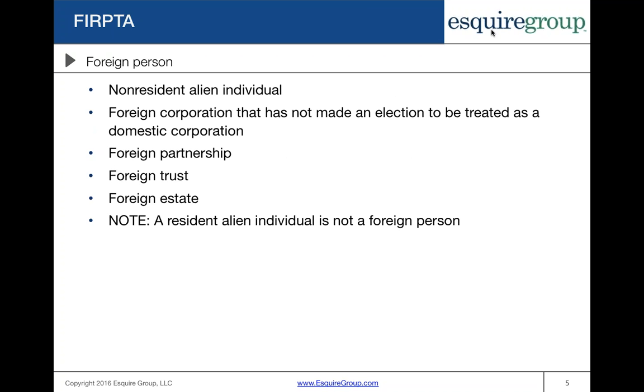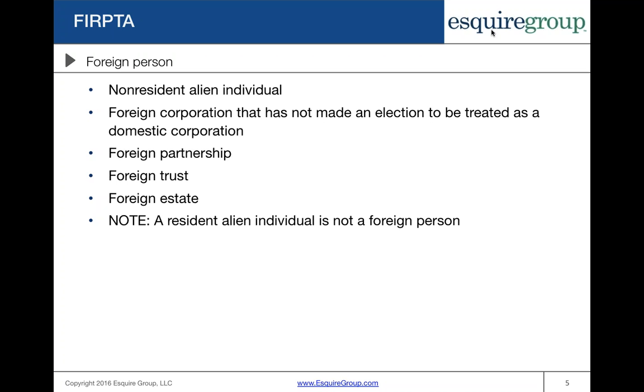So the first question is, who does FIRPTA apply to? So FIRPTA applies to foreign persons disposing of a U.S. real property interest. So first, let's define who a foreign person is. So a foreign person is first and foremost a non-resident alien individual. So a non-resident alien individual is somebody who is not a United States citizen, somebody who does not have a green card, and somebody who is not considered a U.S. resident for tax purposes.